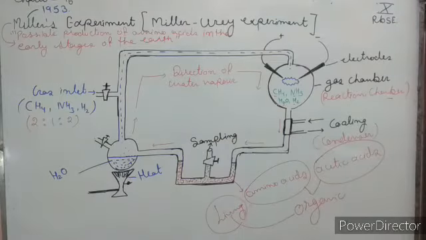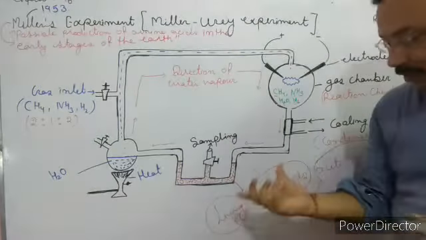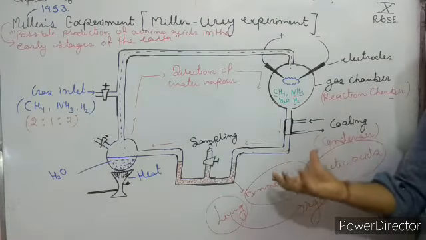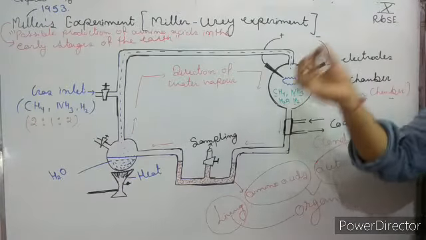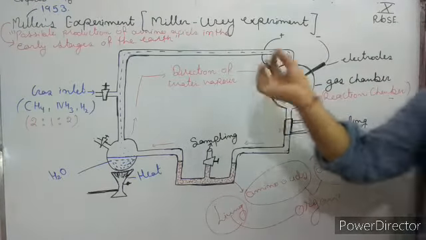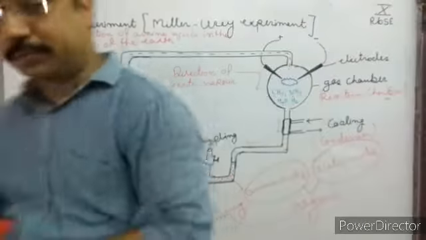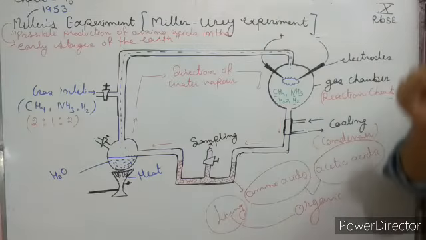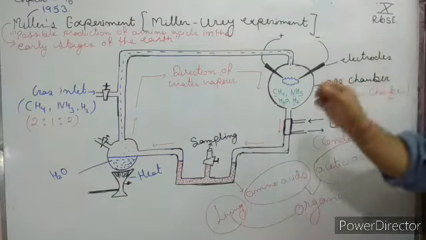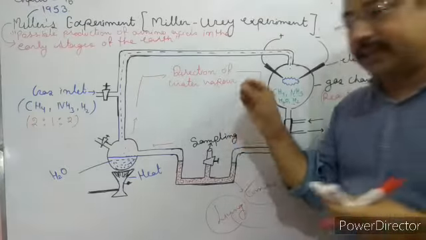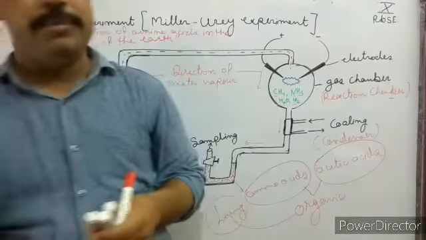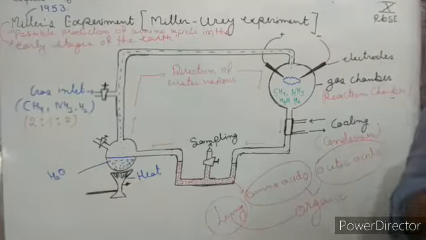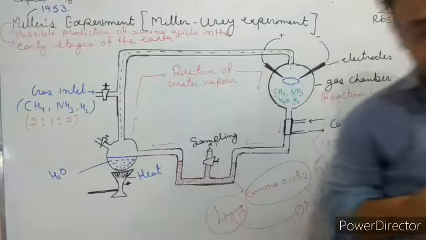Got it? So the formation of these organic chemicals, which are present in living organisms, gives support to Oparin's concept, according to which organic substances were created from inorganic substances, or non-living things, or we can say inanimate matter. Got it?